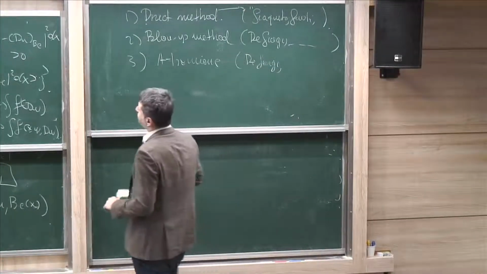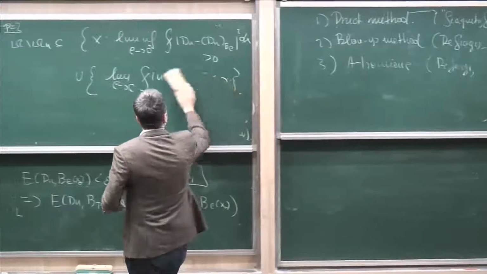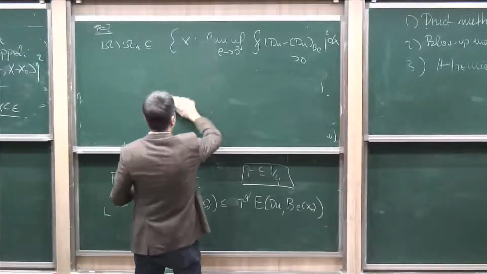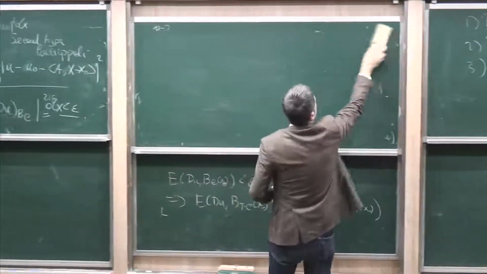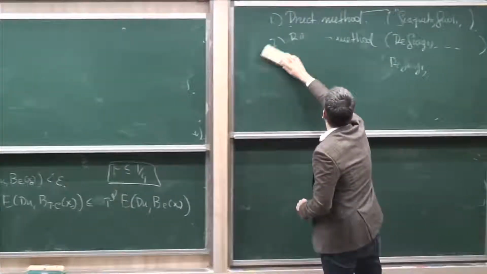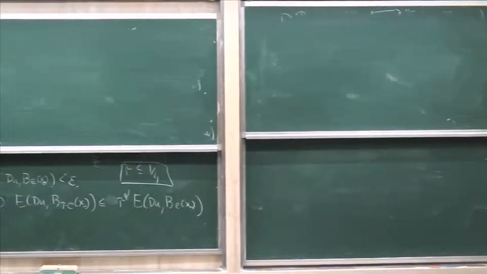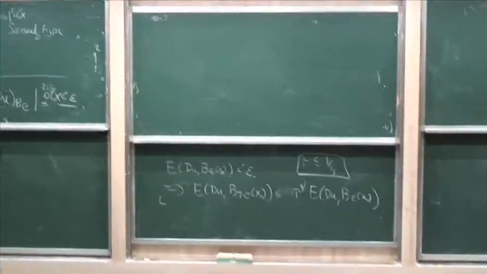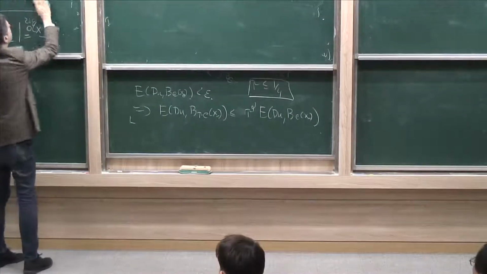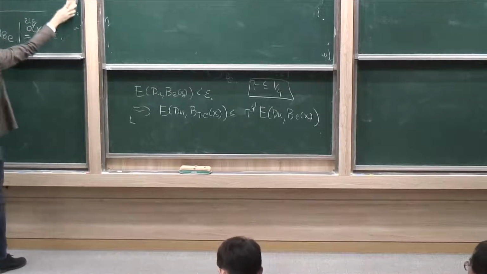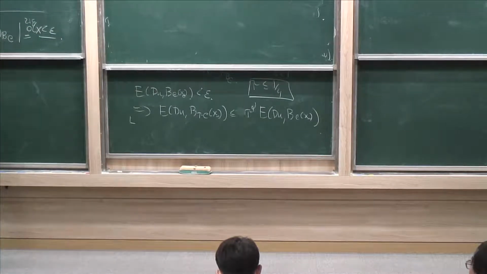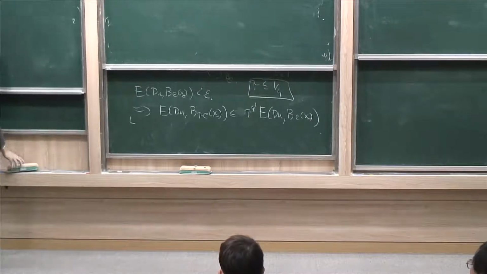Okay. Let me now produce a brief sketch of the proof of the blow-up method, which once again uses this Caccioppoli type inequality. Oh, I deleted the Caccioppoli of second order. Let me restate it here.